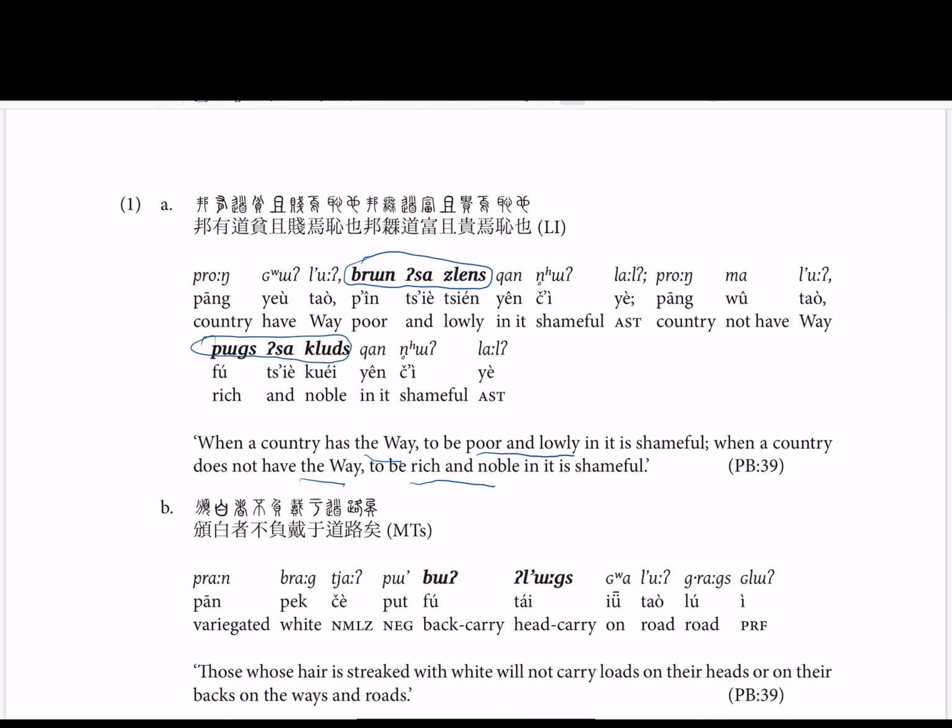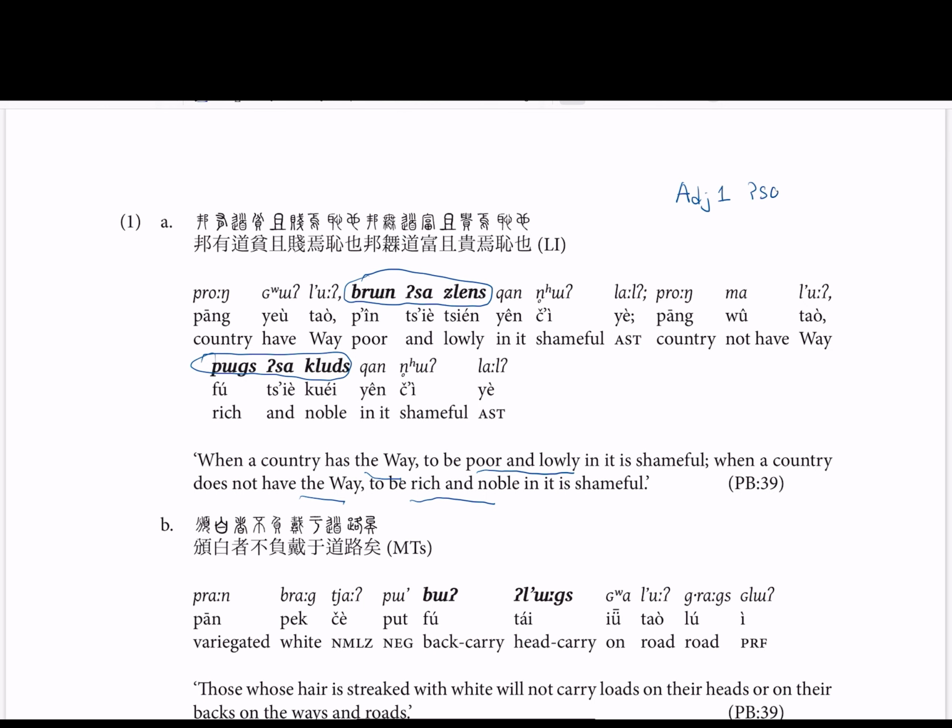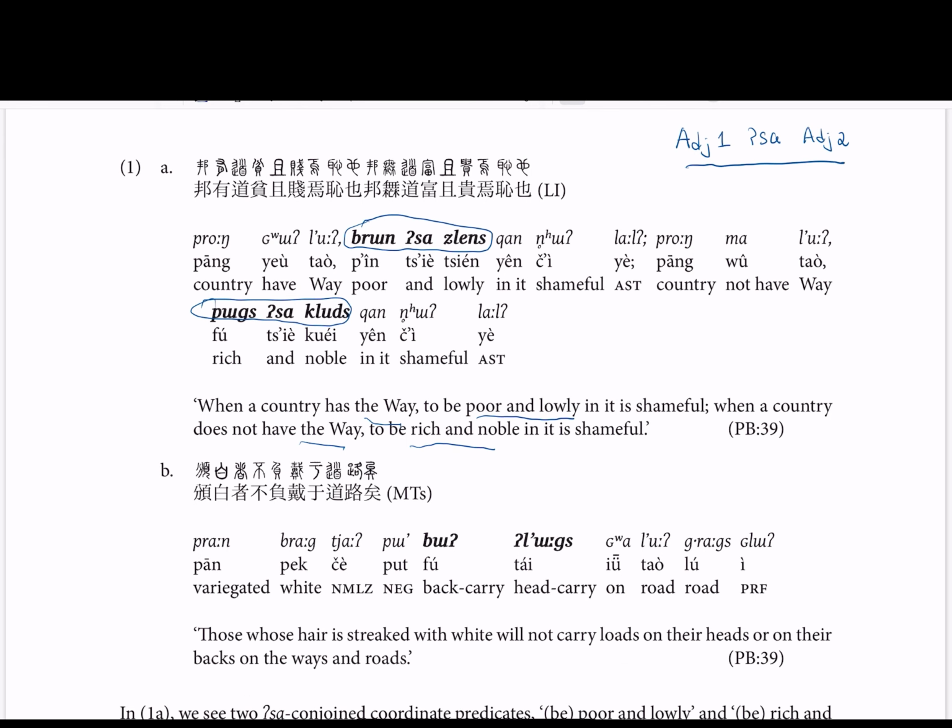So the basic usage of the conjunction is very simple. We just put it between two adjectives. So adjective 1, sa, adjective 2. This is how it is used. Now let's move on to the example in 1b, which shows us that the conjunction sa is optional.